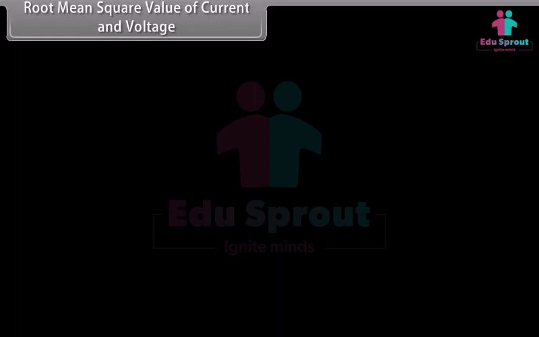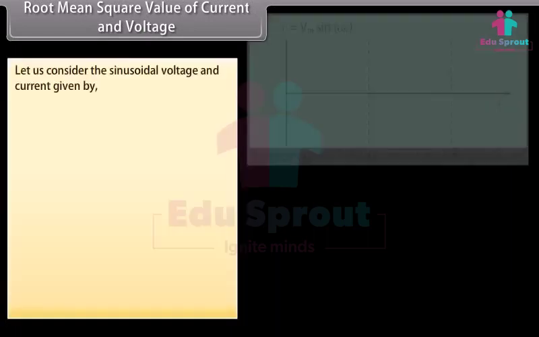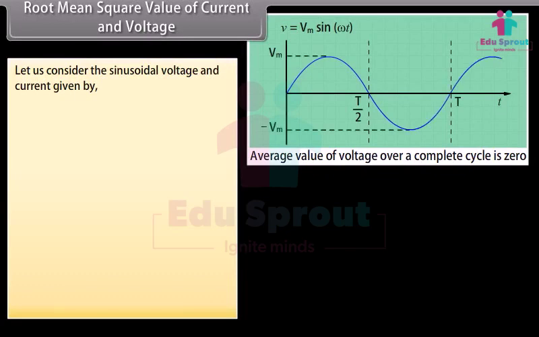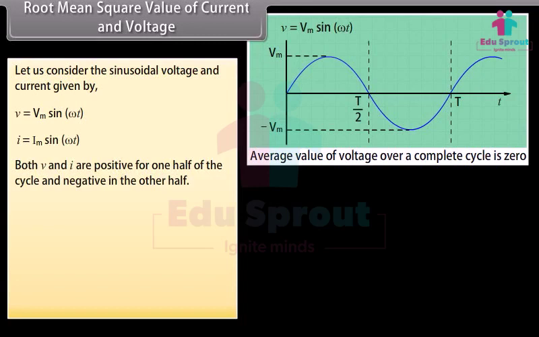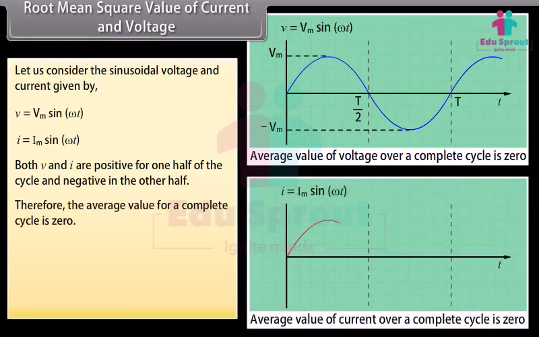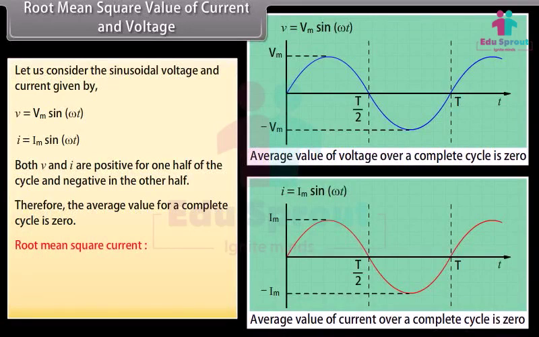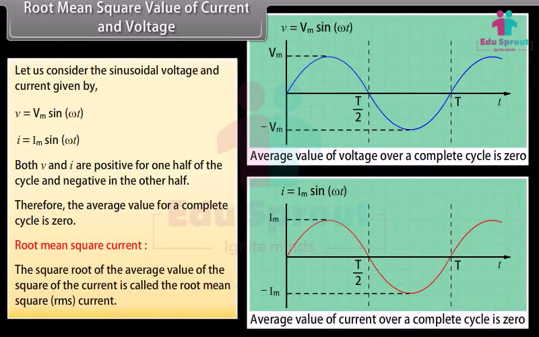Root mean square value of current and voltage. Let us consider the sinusoidal voltage and current given by V = Vm sin ωt and I = Im sin ωt. Both V and I are positive for one half of the cycle and negative in the other half. Therefore, the average value over a complete cycle is zero. Root mean square current: the square root of the average value of the square of the current is called the root mean square, or RMS, current.